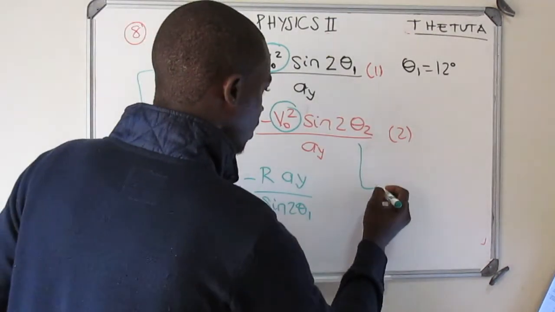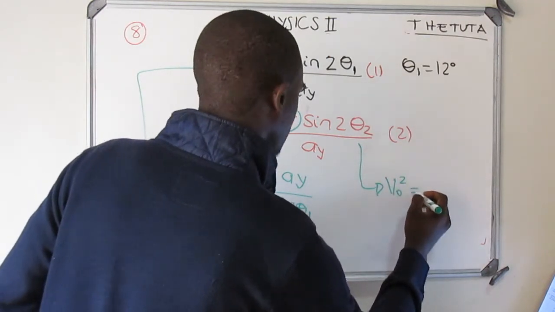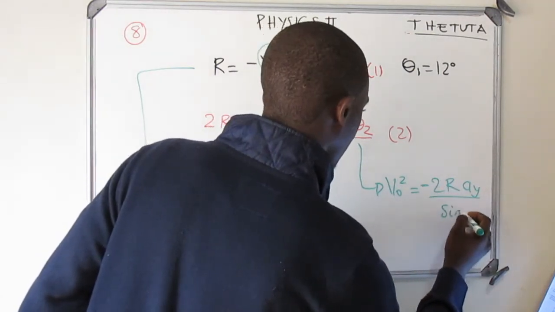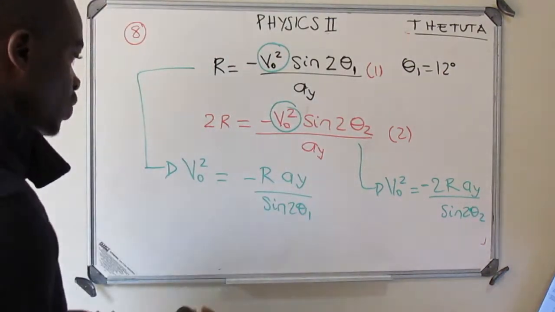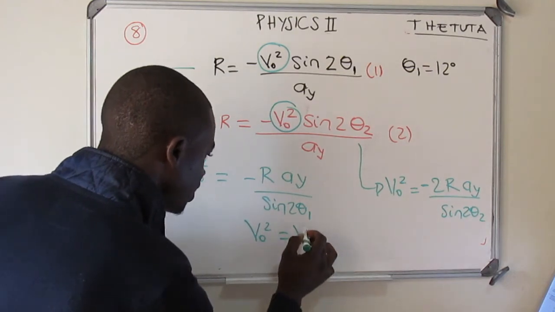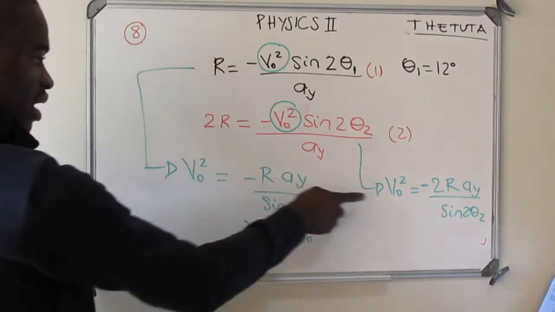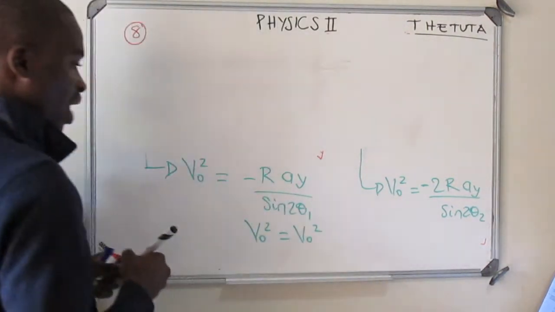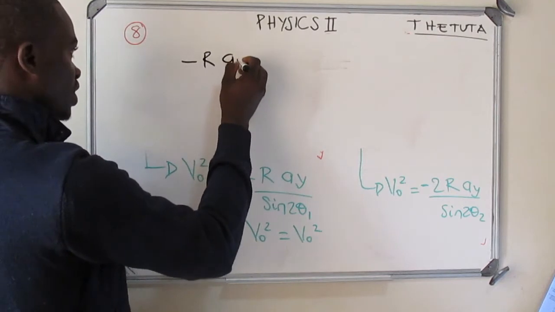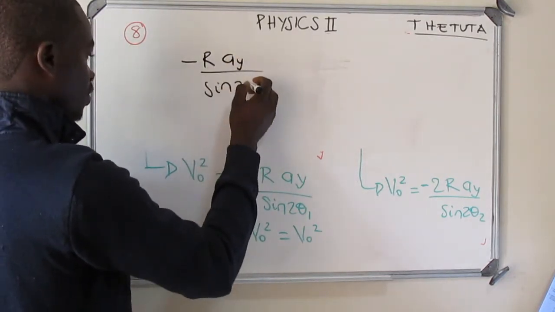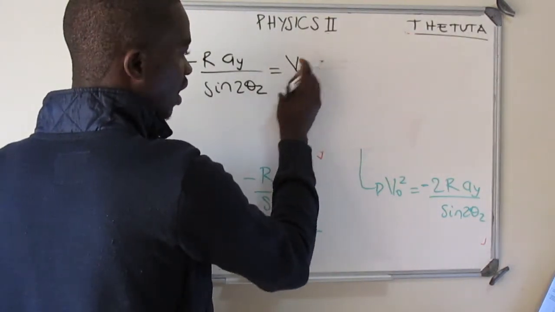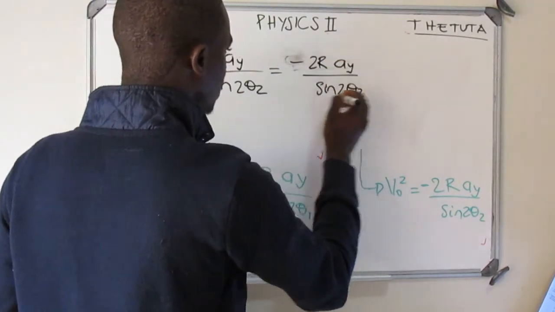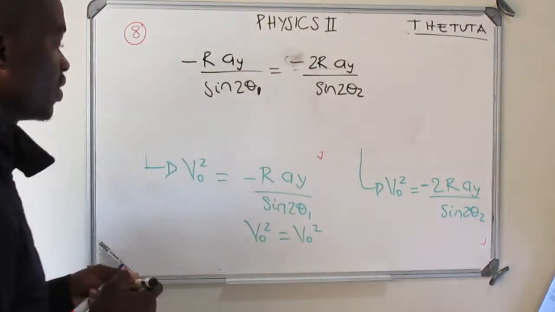In this case here, our V initial is going to be given by 2R acceleration in y divided by negative sine of 2 times the second angle. Can you see? So we say V squared, V0 squared, we equate the two because remember, the speed remains constant. So if we continue with our calculation, our equation is going to be equal to minus R acceleration in y divided by sine of 2 theta, equal to V, which is equal to minus 2R acceleration in y divided by sine of 2 times the second angle. This is the first angle and the second angle, okay?